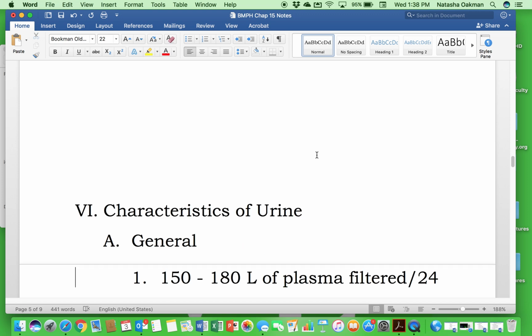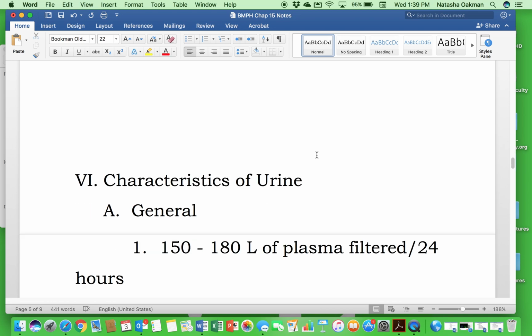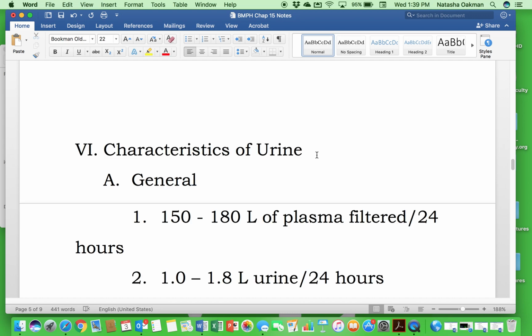The kidneys filter 150 to 180 liters of plasma every 24 hours. All that plasma is going through the kidneys and is being filtered out. We'll see on Friday that that's the first part of urine formation: filtering the blood, filtering the plasma. The cells won't go into the urine, but we'll talk about that in a minute. Of that, only about 1 to 1.8 liters of urine is produced every 24 hours.